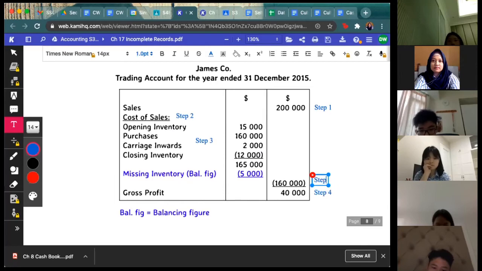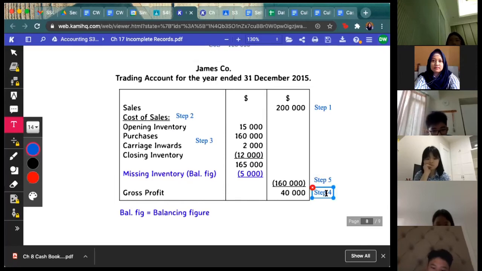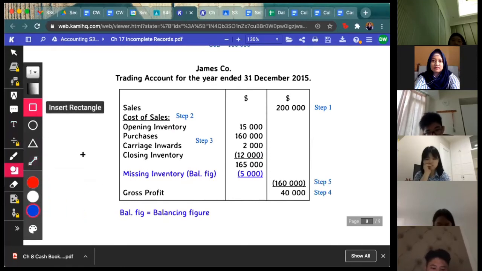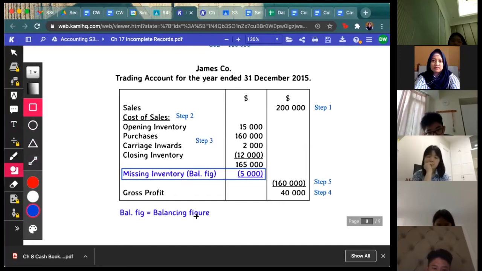move backwards. Step 5. If you have gross profit here 40,000, it means your cost of sales is 160. Okay, so if you have 160, then you can find this missing information. You know that the missing inventory that is taken by one of the employees is 5,000, because 165 minus 5 is equal to 160. So this is how you are going to use markup and margin.